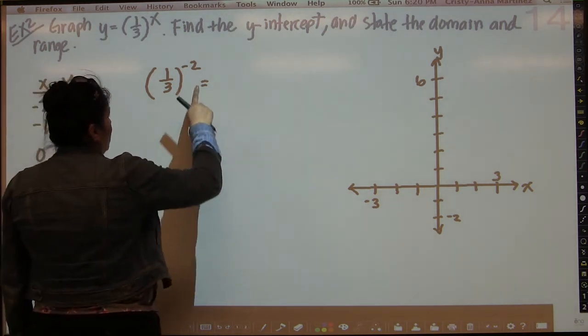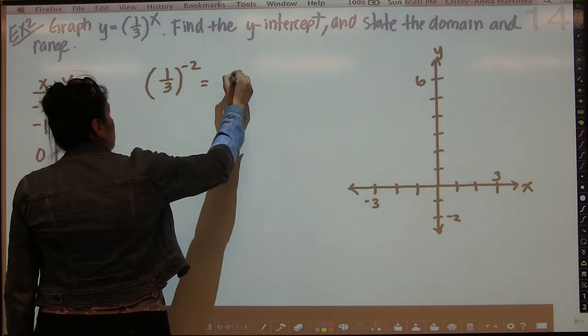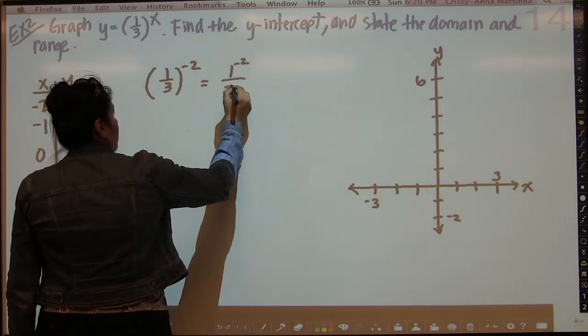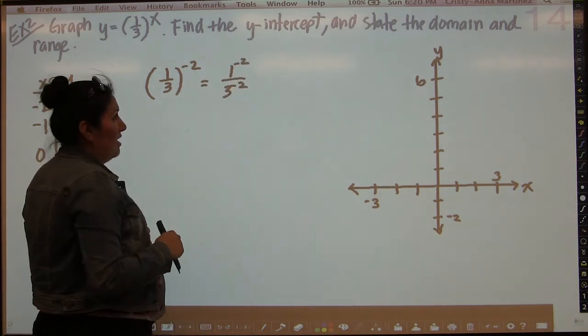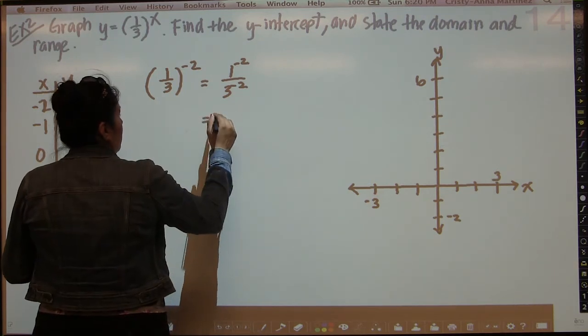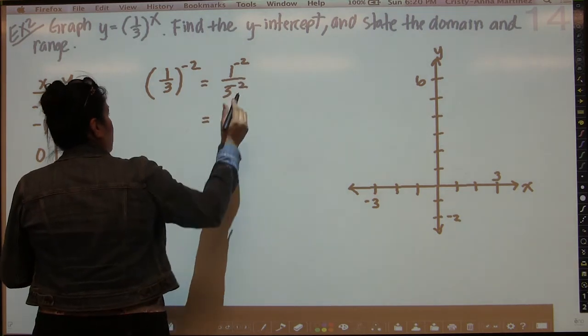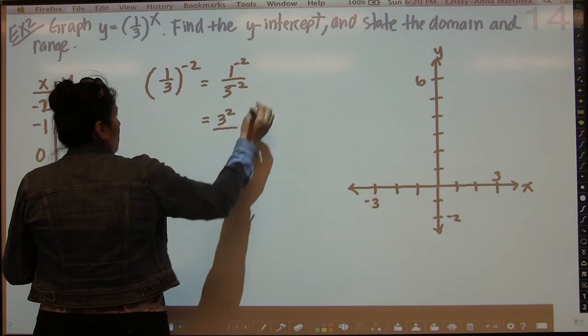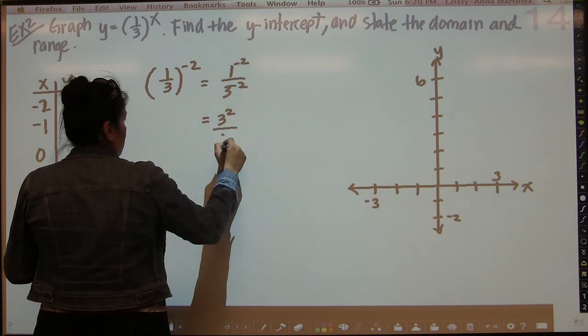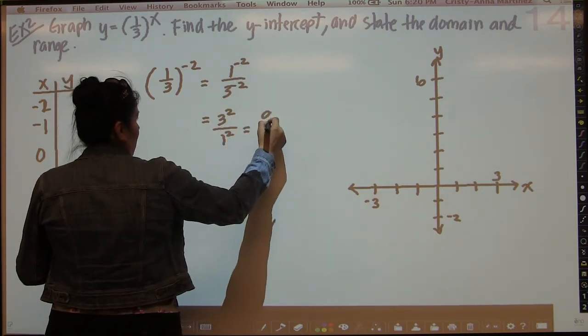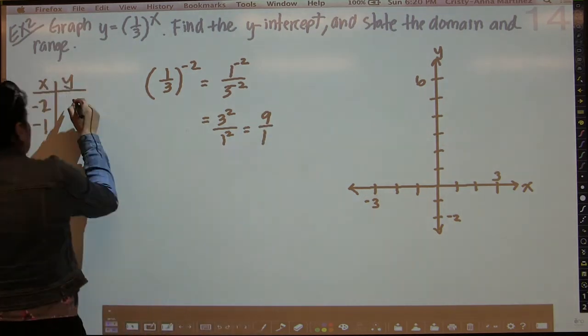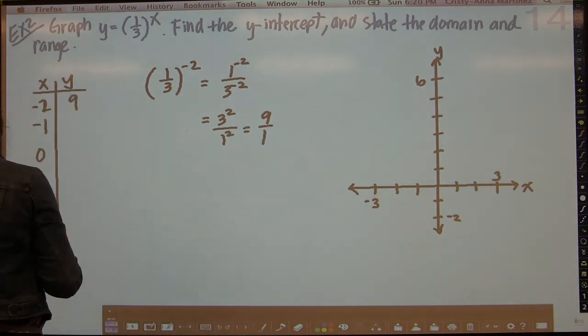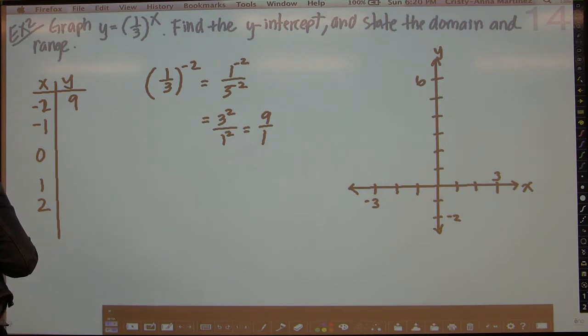do this a couple of ways. We can distribute the negative exponent to both the top and the bottom. But when we have negative exponents, then we want to put the negatives on the top to make them positive, and the ones on the top to the bottom to make them positive. So you end up getting 9/1, or just 9. So when x is negative 2, y is 9.